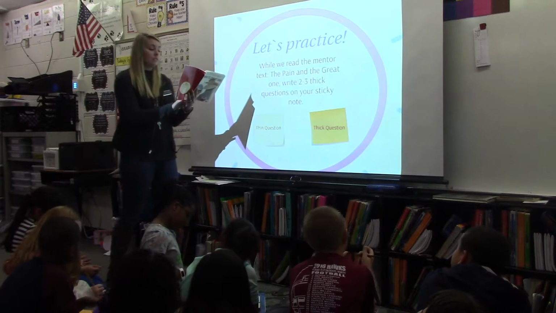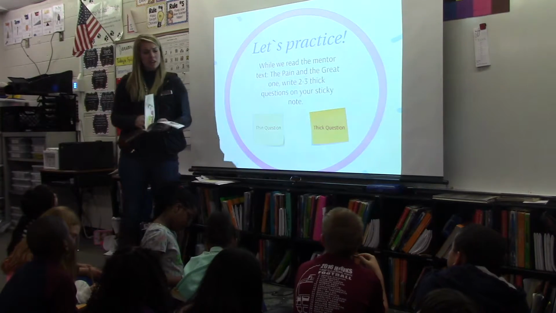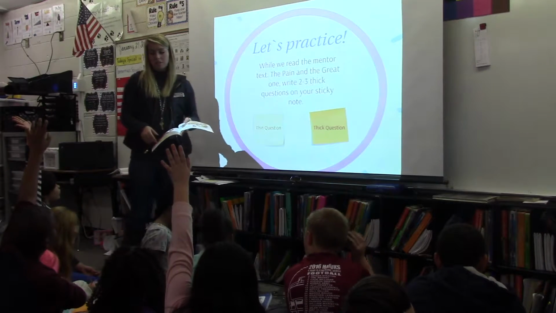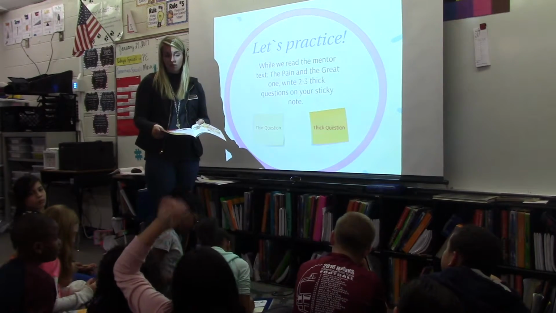And my thick question for this page was, why can't he touch the baby? Make an inference. Why does the aunt not want him touching the baby, or the mom not want him to touch the baby, Samson? Probably he would drop the baby if he picks him up, because I have a connection to this.